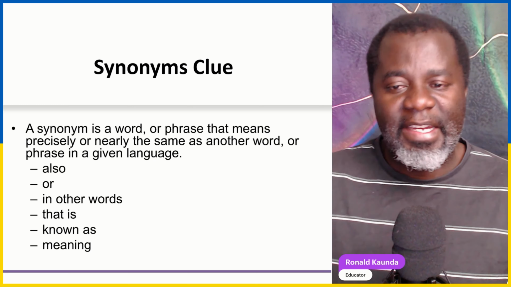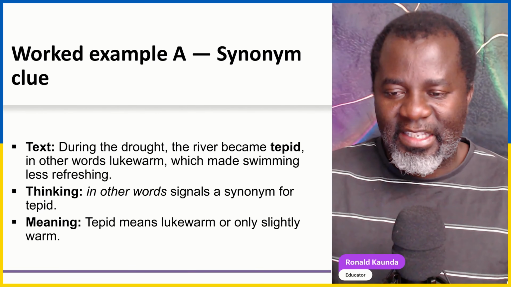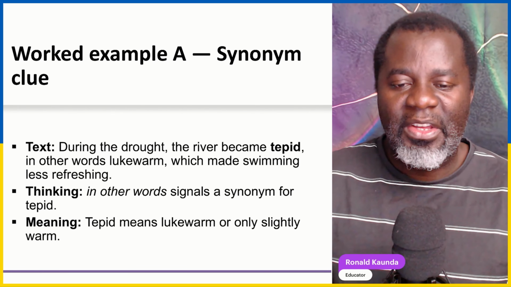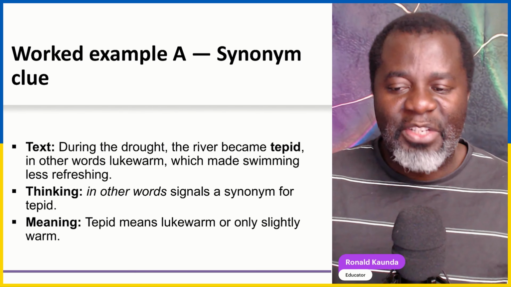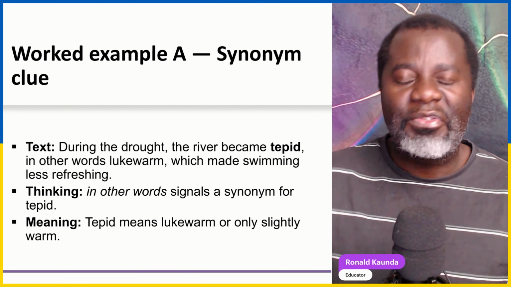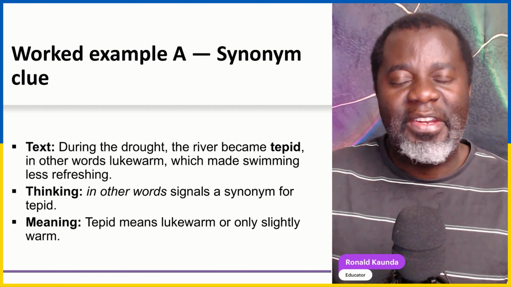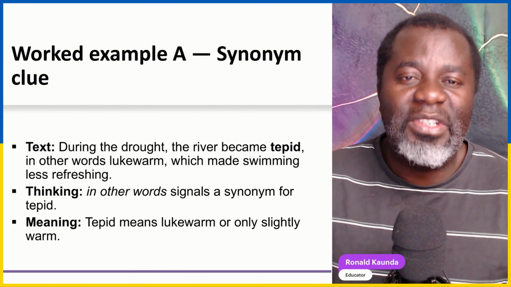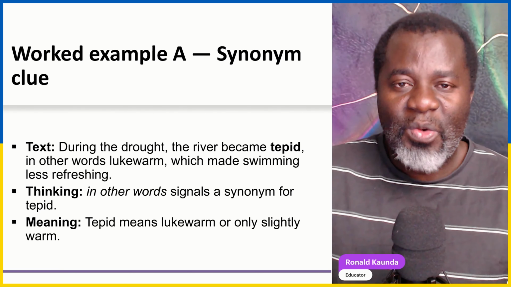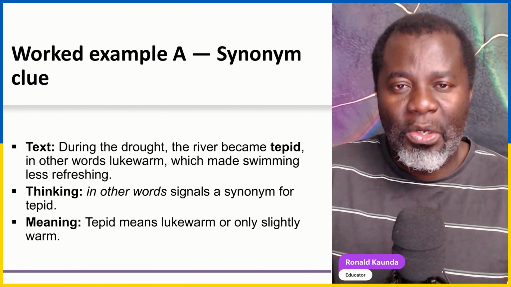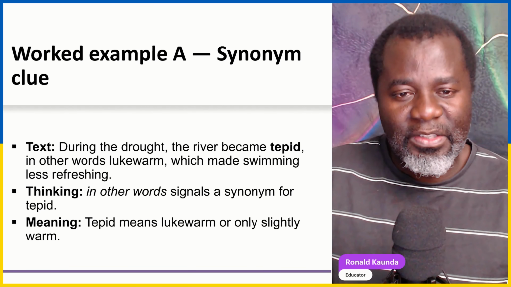Let's look at an example. If you've got a text like this: during the drought, the river became tepid. In other words, lukewarm, which made swimming less refreshing. If you look at a passage like that, you find the word tepid, which could be a bit difficult or maybe even very difficult for some people to understand, right? This passage gives you the clue, and that clue is synonym clue.